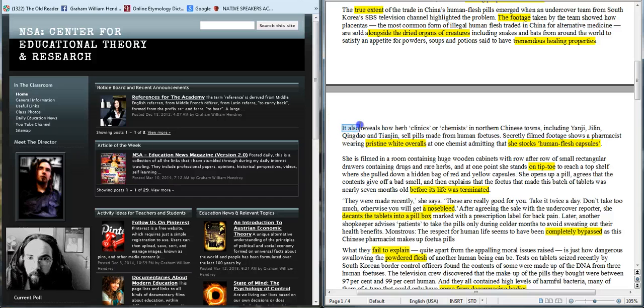Let's continue. It also reveals how herb clinics or chemists in northern Chinese towns, including... I can't pronounce these names. Town 1, Town 2, Town 3, and Town 4, sell pills made from human fetuses. Sickly film footage shows a pharmacist wearing pristine white overalls and one chemist admitting that she stocks human flesh capsules.